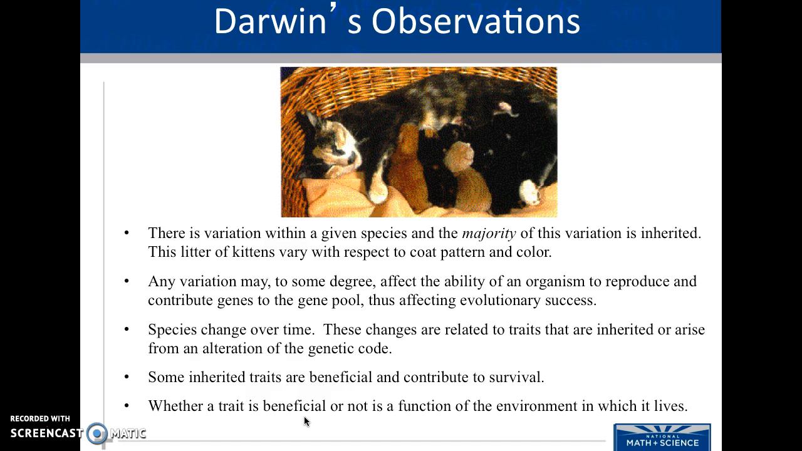Species change over time. These changes are related to traits that are inherited or arise from the alteration of genetic code. So over time, species are going to respond to a different change in the environment. Some inherited traits are beneficial and contribute to survival. So some of my traits allow me to survive and pass on my genes.